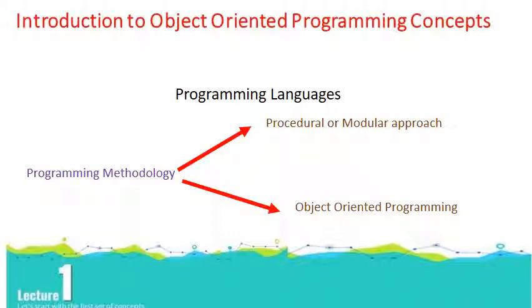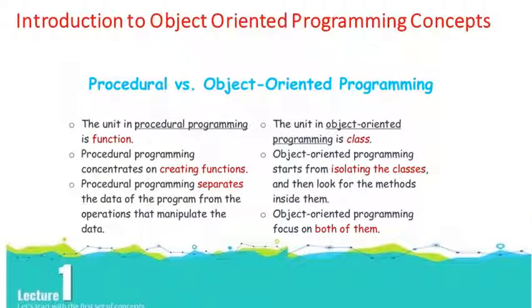But here again the focus is not on the data. Here the focus is on how to achieve a particular result. Whereas on the other hand, the object oriented programming focuses on the data. Let us see the comparison of procedural versus object oriented programming.